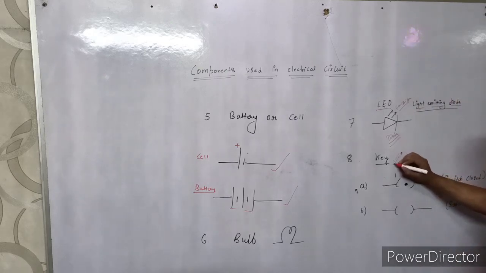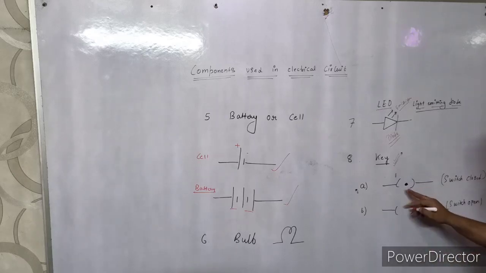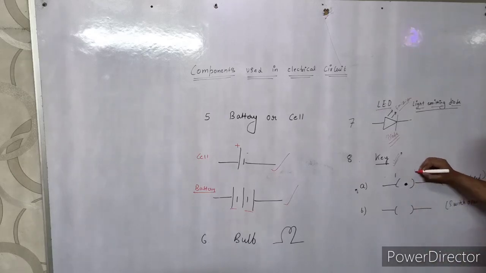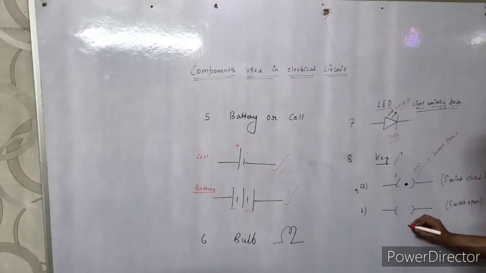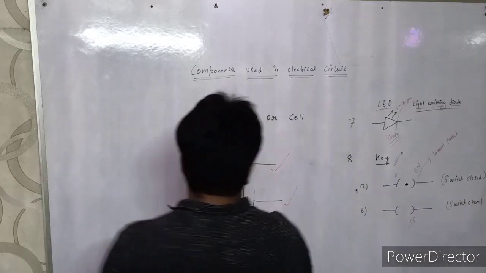And this is the key. When the switch is on, current is passed. This is the symbol for current passing. This is the off situation, the switch is open. The switch is removed. So this is the symbol for a key, open and close, simply.